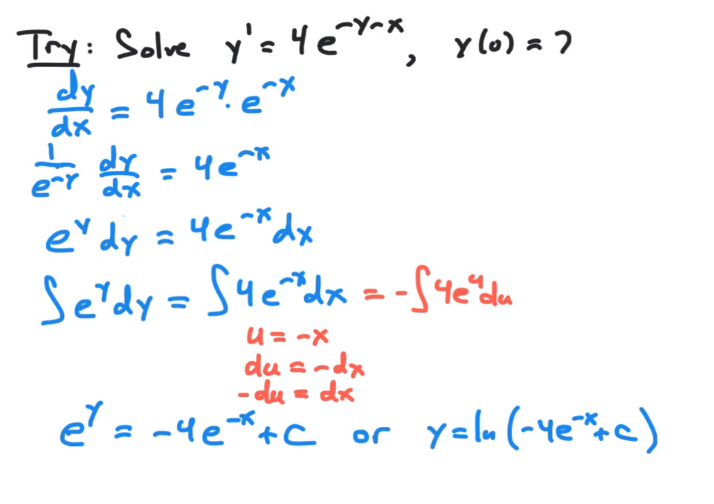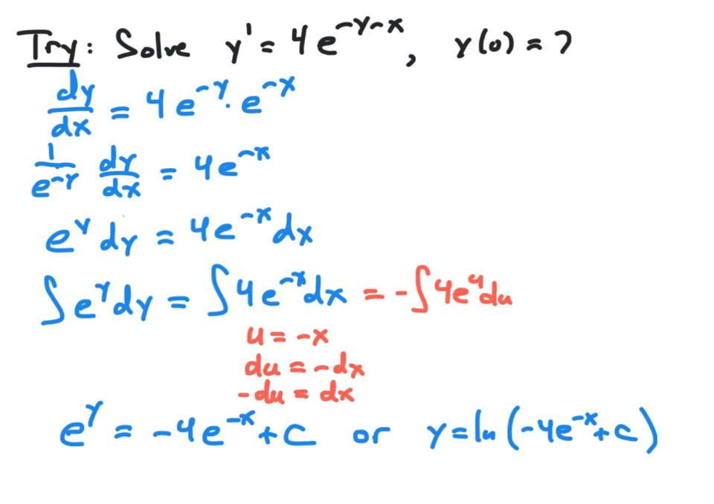On the left-hand side, we get e to the y, and on the right-hand side, after a small u substitution of u being negative x, to introduce a negative sign, we get an antiderivative of negative 4e to the negative x, and of course, plus our constant c. And so we end up with an implicit equation, e to the y equals negative 4e to the negative x plus c, or an explicit equation, y equals the natural log of negative 4e to the negative x plus c, obtained by taking the natural log of both sides.